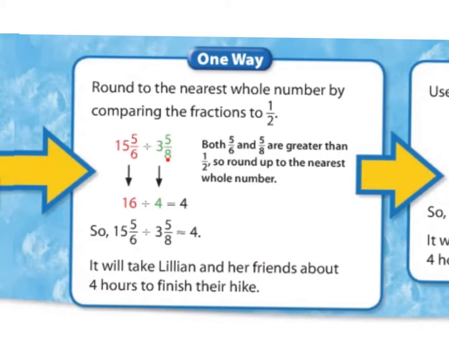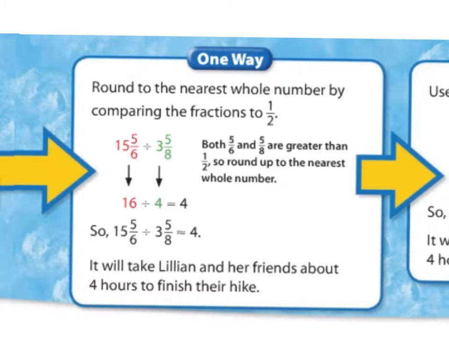Well, I know that half of 8 is 4. This is 5, meaning that it's bigger than 1/2. So I'm going to look at the whole number, and I'm going to round up, meaning that 3 rounds to 4. Same with 15 5/6. I know that half of 6 is 3. I know that 5 is higher than 3, so that's higher than 1/2. So I'm going to round this to 16. My new problem is 16 divided by 4, and that equals 4. So this problem is about equal to 4.